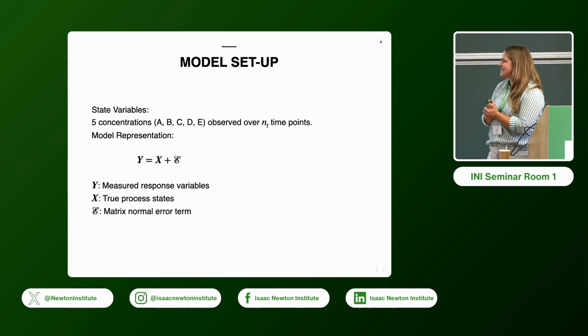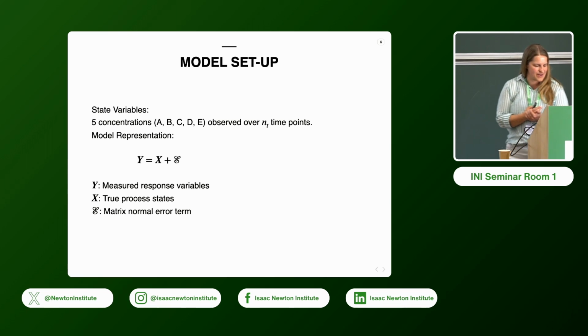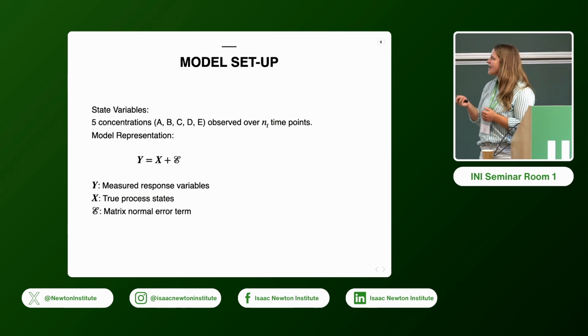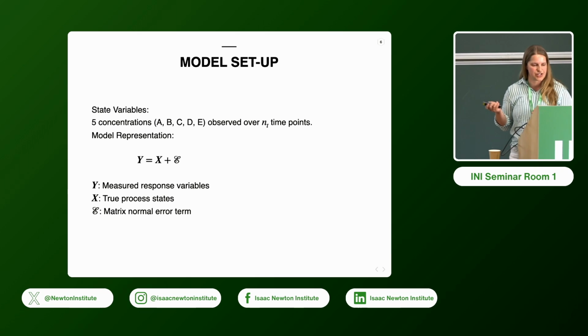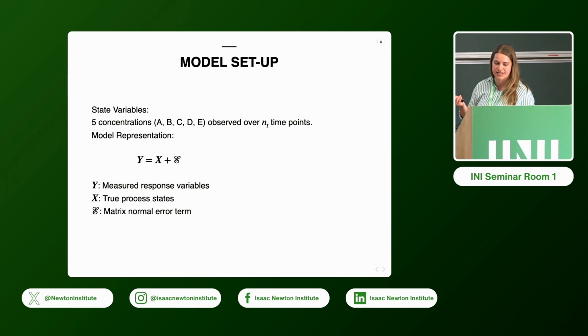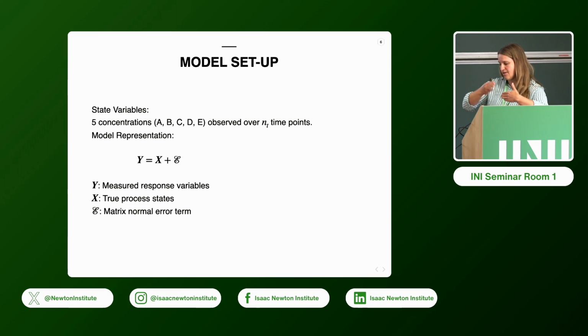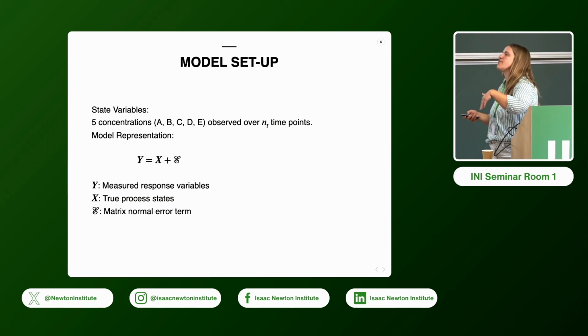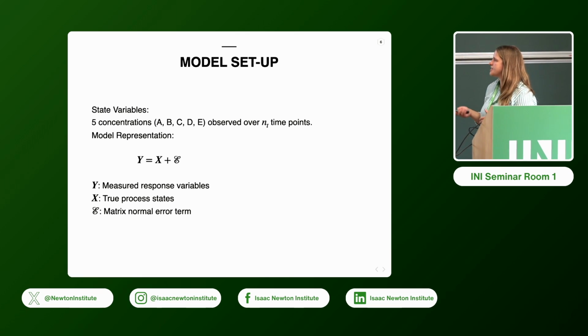Just to write it down in a more generic way, I want the 5 concentrations to be written down as vectors, but then the observations also come as time points. So it's a matrix. Rows are concentrations and columns are the time points.